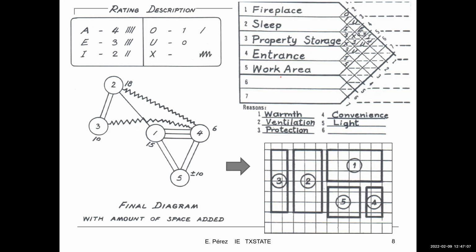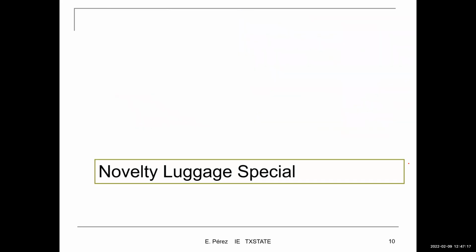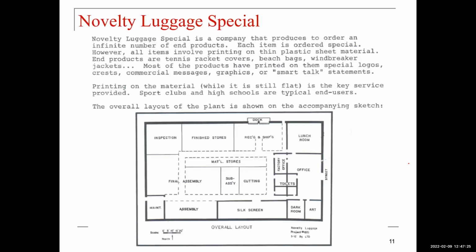Okay, so let's look at one example that is more practical. So here's the final drawing. This is a manufacturing process. So we have novelty, luggage, special. And this is a company that produces to order an infinite number of end products. Each item is ordered special. However, all items involve printing on thin plastic sheet material. End products are tennis racket covers, beach bags, windbreaker jackets, and so on.